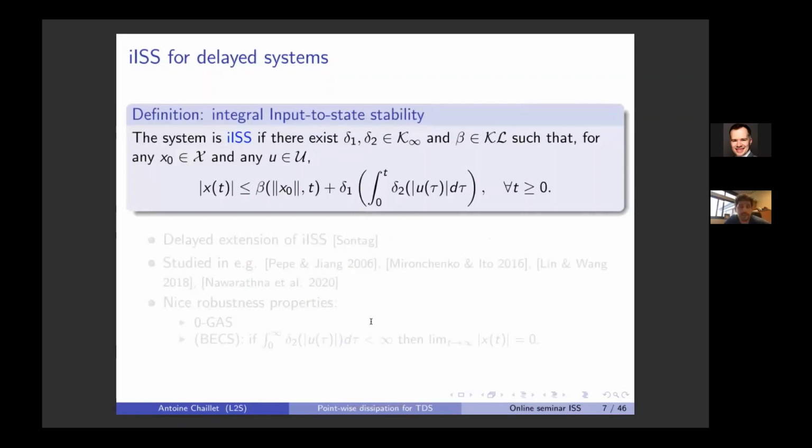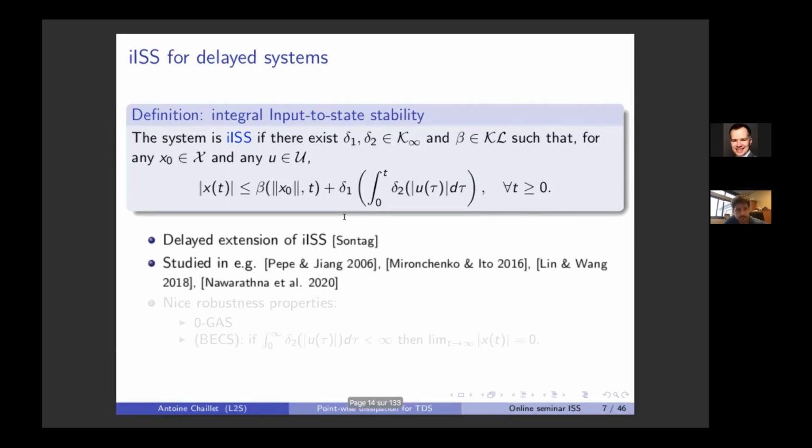So a relaxation of ISS is integral ISS. It's slightly the same spirit. The main difference is that the solution now no longer takes into account the input magnitude, but rather its energy. You see that this integral term can be seen as the measure of the energy fed to the system by the input. That's the main difference. And it appears to be a weaker notion, at least in a finite dimensional context and also for time delay systems. So it's really a straightforward extension also of the integral ISS notion of Sontag, studied in those papers in a time delay context.